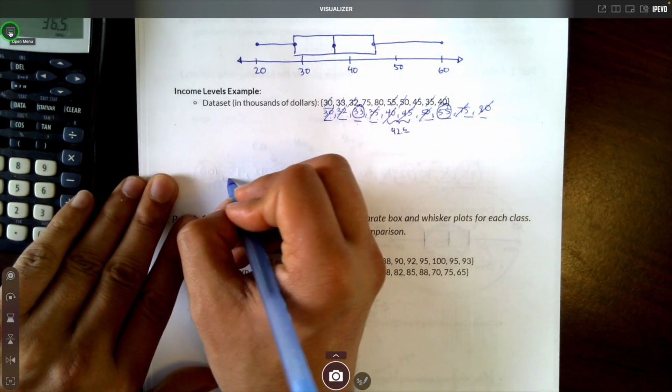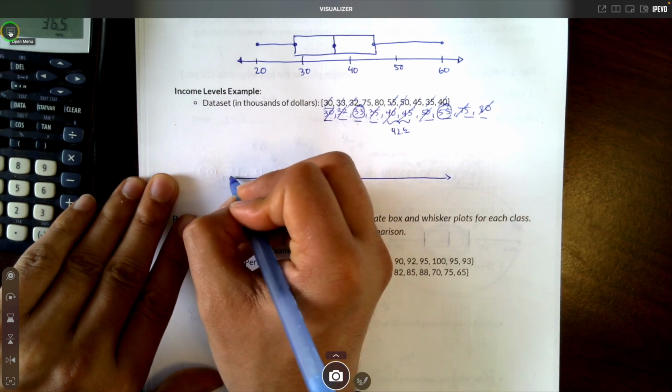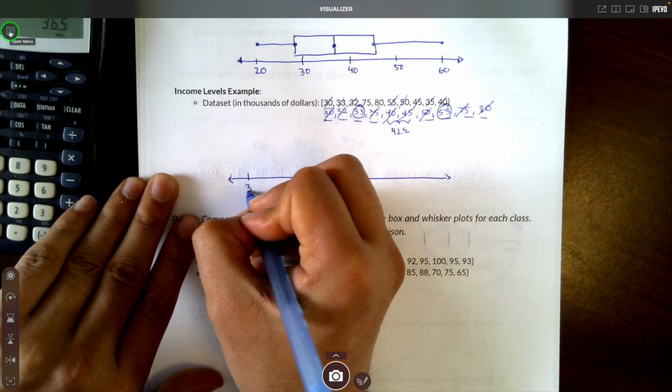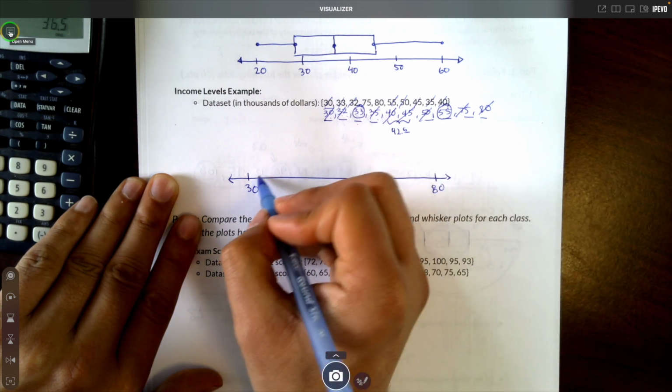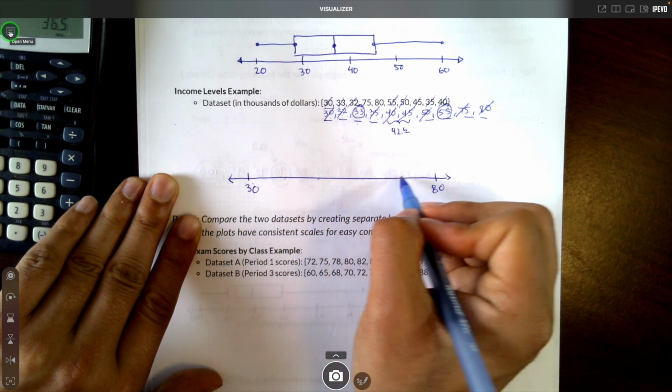I'm going to draw my number line. It's going to go as low as 30. As high as 80. So there's going to be 30, 40, 50, 60, 70.